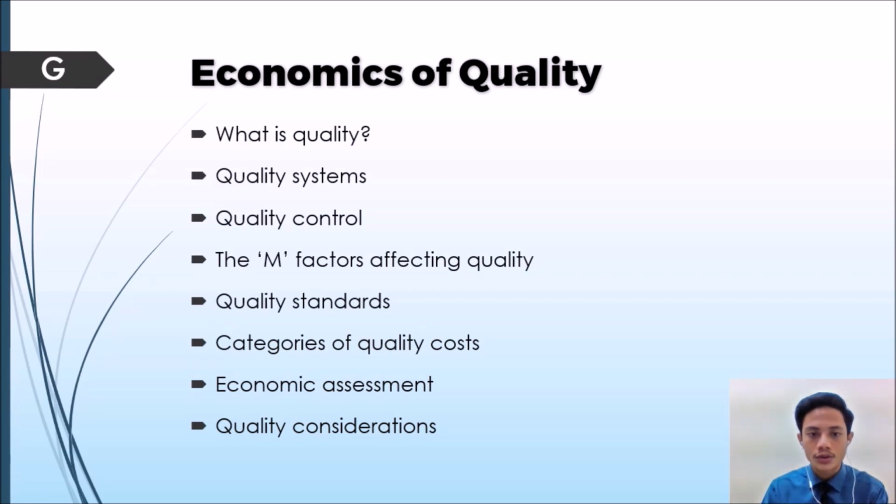And we're also going to go through the M factors, such as man and money, that will affect the quality and the quality standards, such as the appearance, strength, and performance of material. Categories of quality costs, such as prevention and appraisal costs, and also economic assessments, such as break-even analysis. And the last one is quality considerations, which include other external factors, rather than focusing on the cost per se, that will affect the quality.